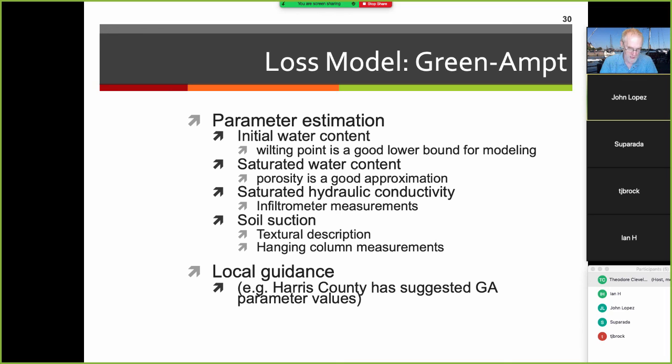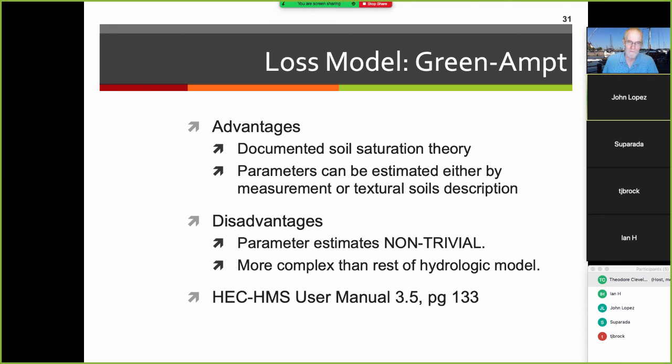So if you know it's clay, suction's a couple meters. If you know it's sand, maybe suction's maybe 30 centimeters at best. And you can ignore suction. You can set it to 0 and still get meaningful results. And then in some places there's local guidance. For example, Harris County has Green-Ampt parameter values.